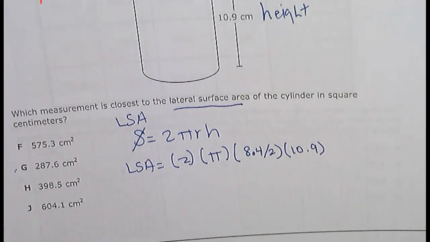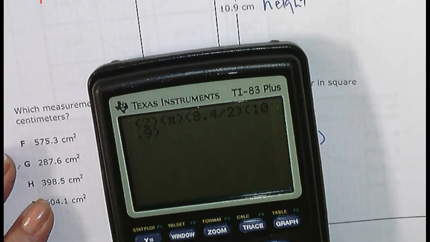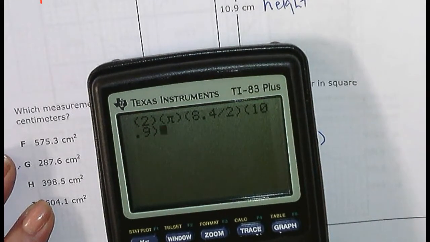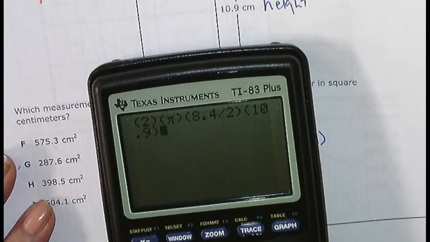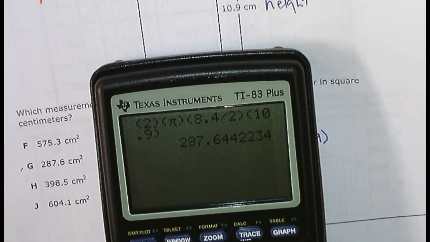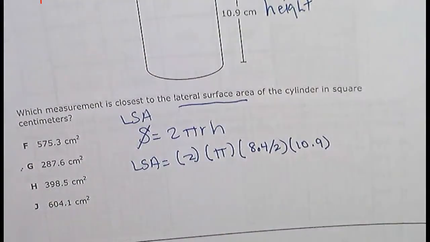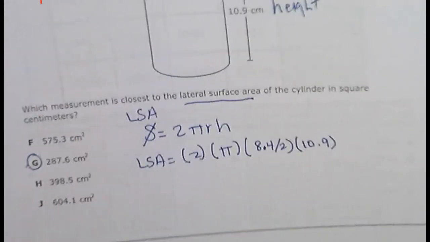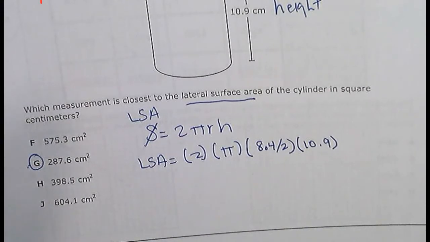So here we go. I've typed it in, and I'm going to tilt that calculator so you can get a better view of the screen. So 2 pi, 8.4 divided by 2, and then my 10.9. They're all in their own container, in those sets of parentheses. When I push the enter button, I get 287.64. You only have one 287. This one.